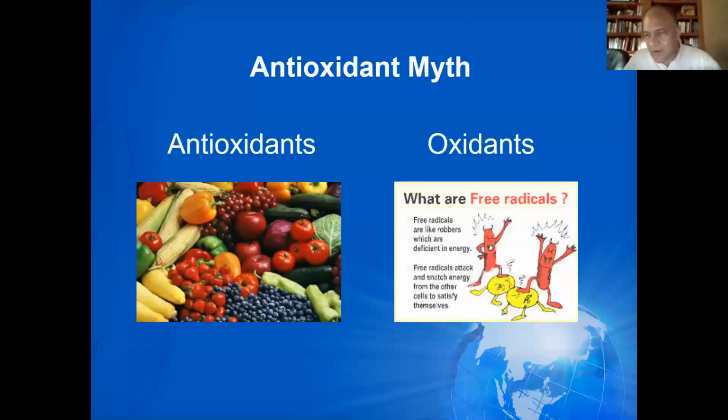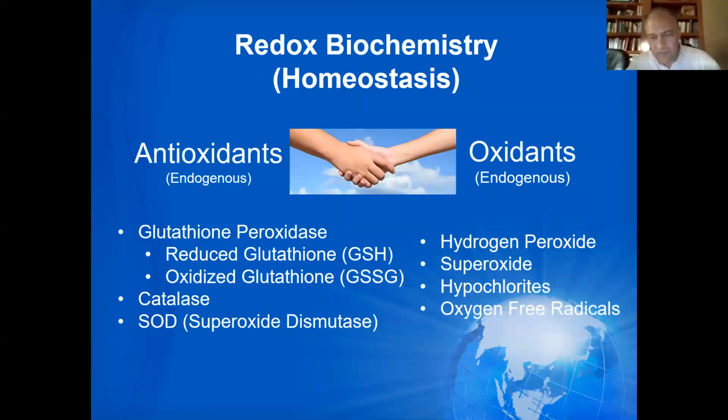So now coming back down to earth a little bit, the antioxidant myth is that antioxidants are found in foods and they're good, and the oxidants are bad. They're evil. And so the free radicals that are inside of our body are thought to be terrible, and they have to be eliminated by these antioxidants. Actually, this is not true.